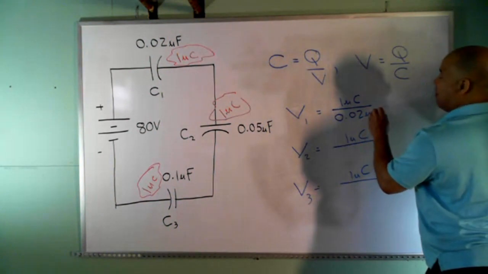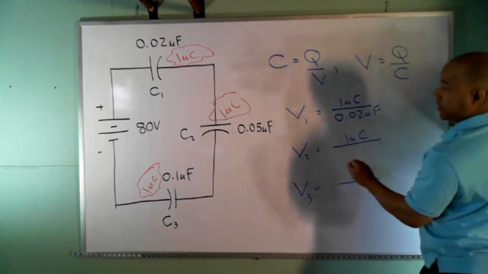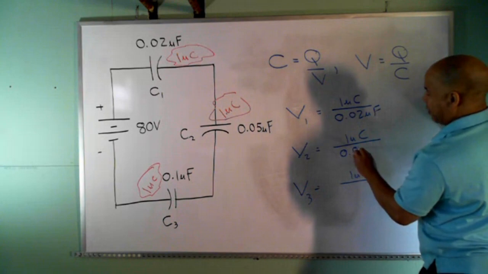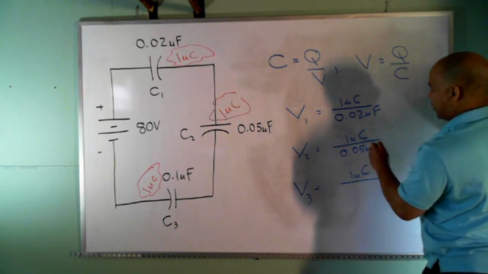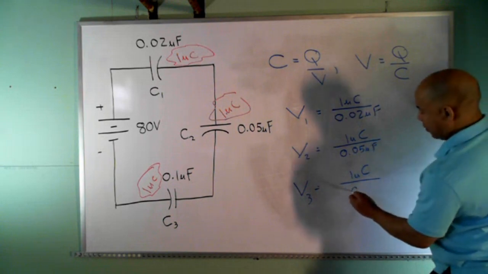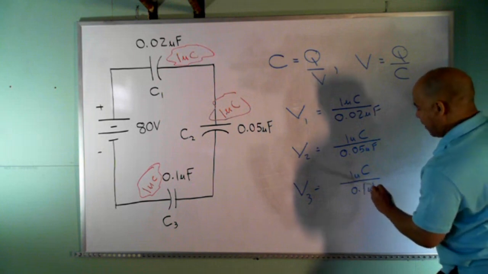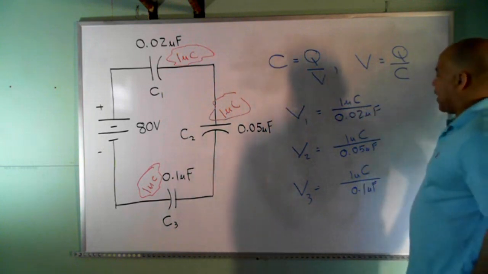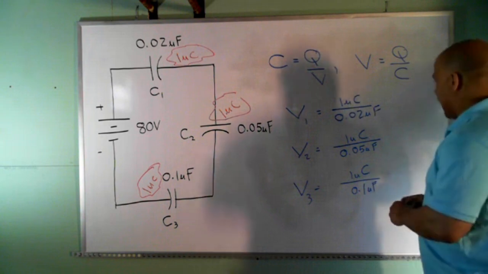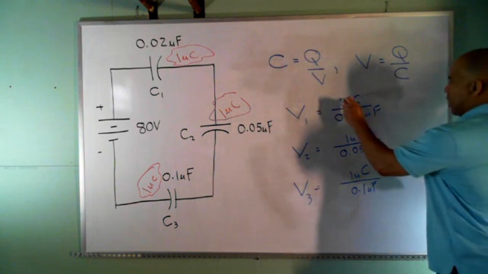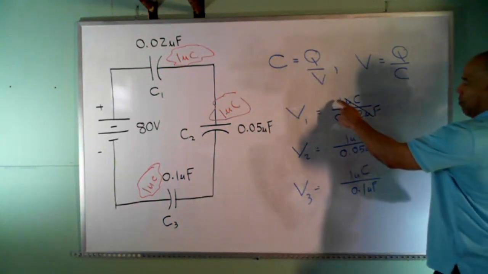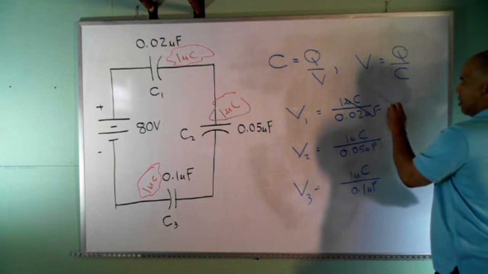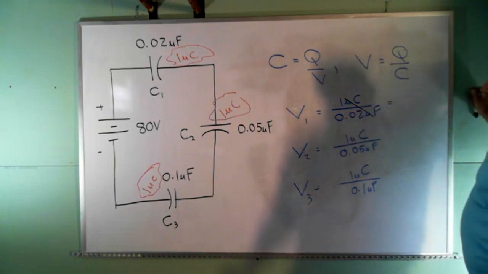So C1 is 0.02 microfarads. This is 0.05 microfarads. And this is 0.1 microfarad. So what I was saying was, since that's micro and that's micro, that makes my math really nice. I can just cross those out, and all I got to do is divide 1 by 0.02. What is 1 divided by 0.02? 50. 50 volts is correct.